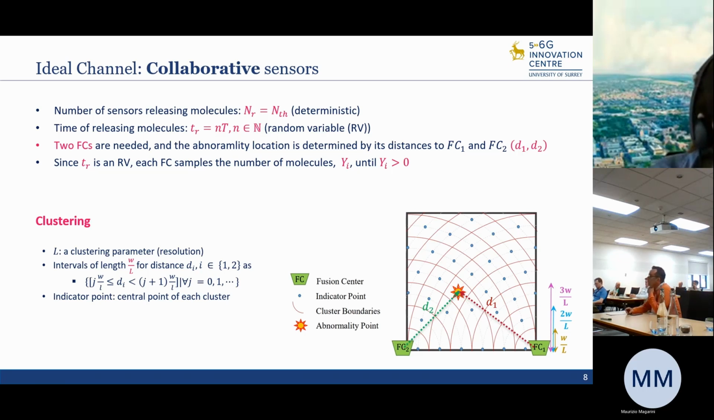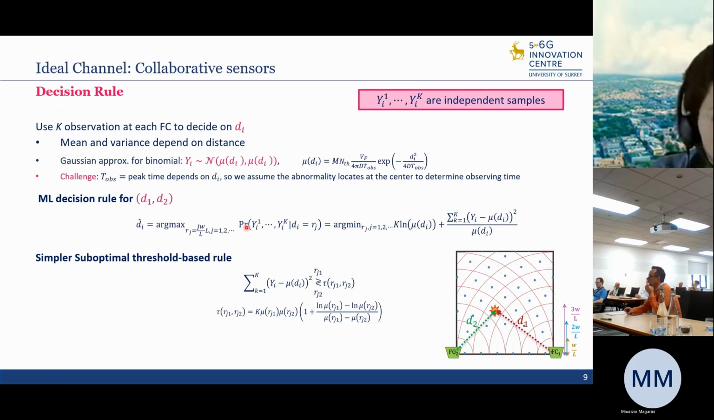I think now you can see. Sorry for this. And here it is how we cluster the area based on the resolution on D1 and D2. So since the number of the sensors is deterministic, here two fusion centers is enough.